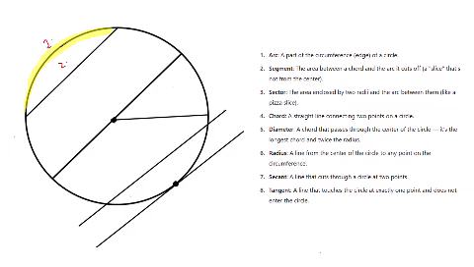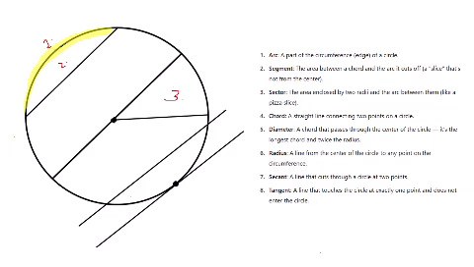That is your arc. Then we have sector, the area enclosed by two radii and the arc between them, like a pizza slice. So these are the two chords and there is an arc between them. So this area is a sector. So this is number 3, a sector.